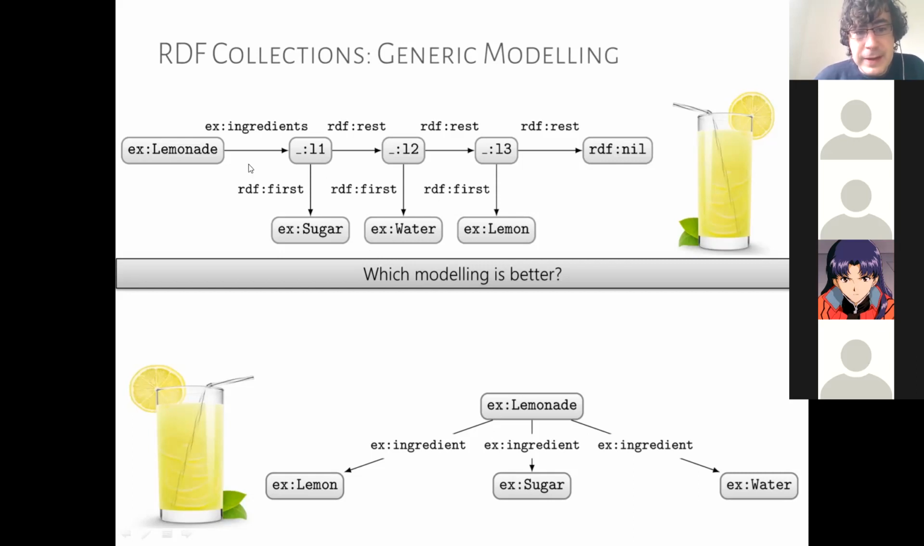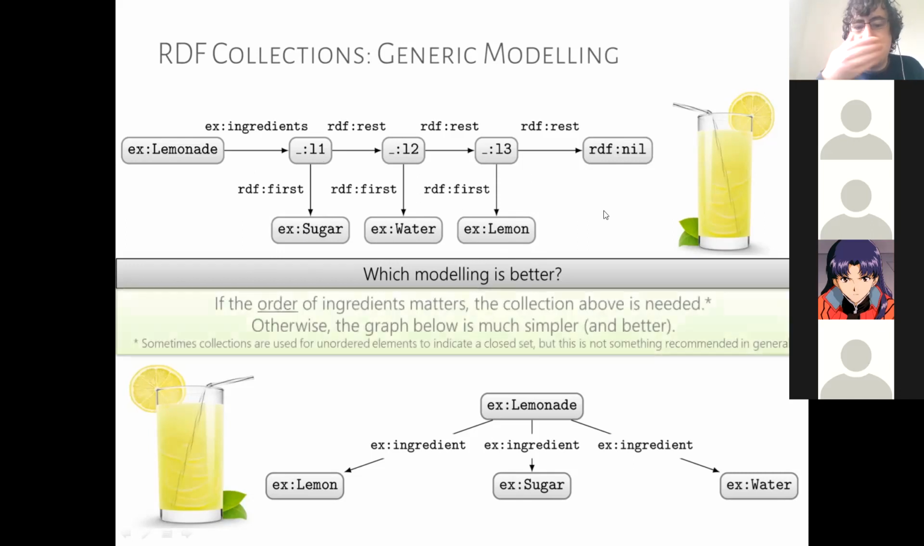The benefit of this graph here is that we have order. So if we were to consider maybe lemonade as a recipe, and we were to say, okay, we should add the sugar first and then the water and then the lemon in that order, otherwise it will taste horrible. If somehow the order here of sugar, then water, then lemon makes sense, then this is a better model, right? So if the order of the ingredients matters, the collection above is needed, right? We don't have any notion of order here. I've drawn it in, lemon here, sugar, water, but that's just the way it's drawn on the slide, right? There's no ordering here.